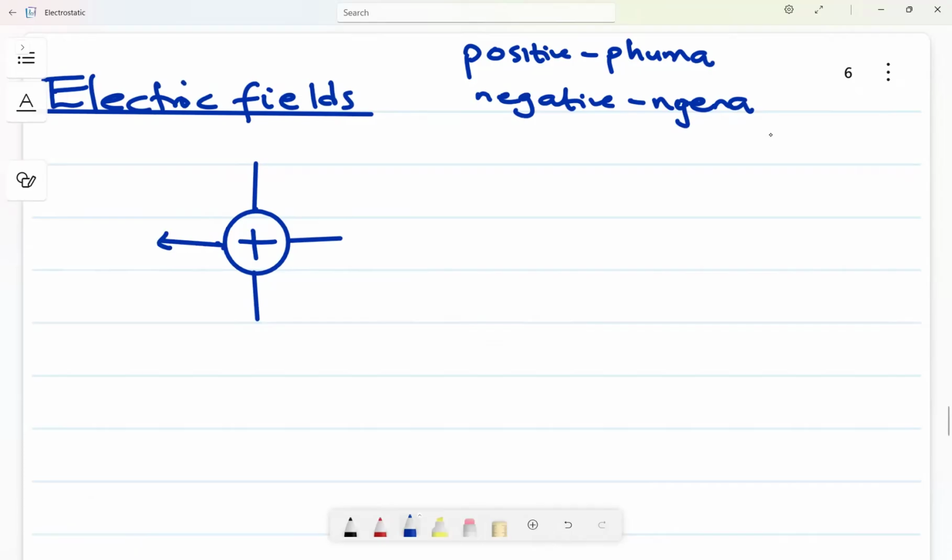Then I'm going to say, okay, let me do another one here, another one here, another one here, another one here. They should be of equal length. And now I'm asking, where is the electric field moving from? They are moving from positive to negative. So it means for positive, they will want to move away. So this is what we will draw for a single charge.